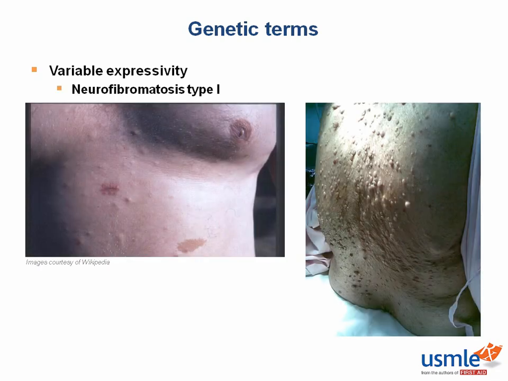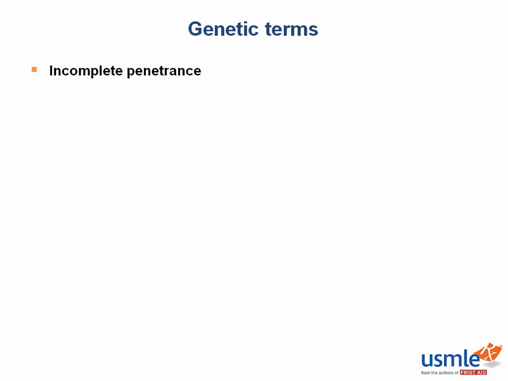For example, two individuals who both have the same mutation in NF1 can have different presentations of neurofibromatosis. The patient on the left has some small cutaneous neurofibromas and a café au lait spot, and the patient on the right has lots of very large neurofibromas but no café au lait spots. Incomplete penetrance is when not all individuals with a certain mutant genotype show any type of phenotype. This is different than variable expressivity, since in the case of variable expressivity, all patients show some type of phenotype. It just varies from one to the next.